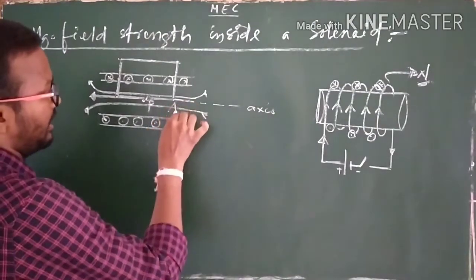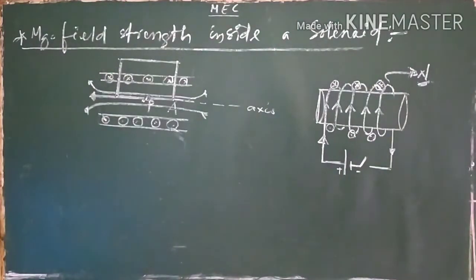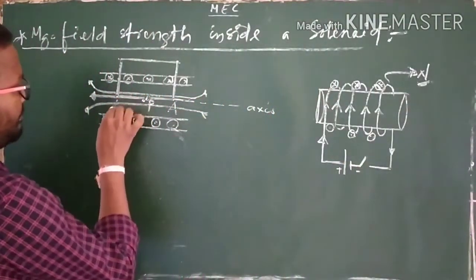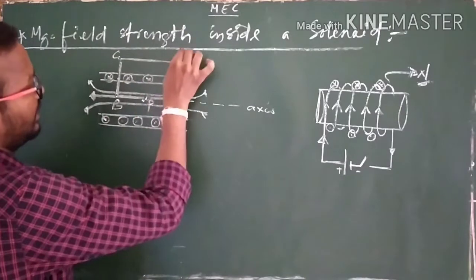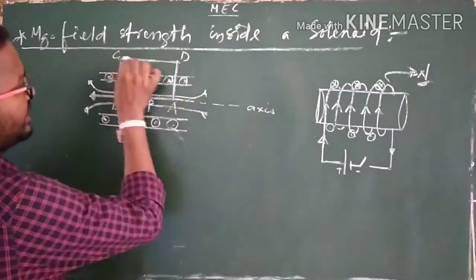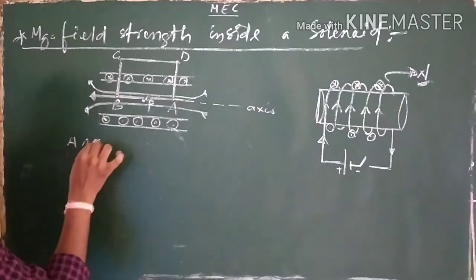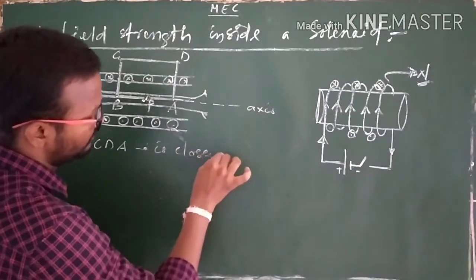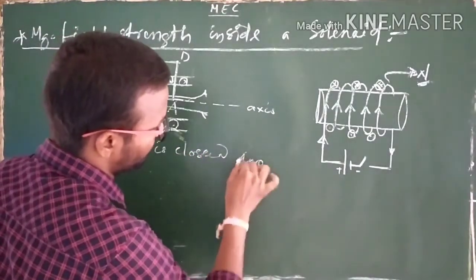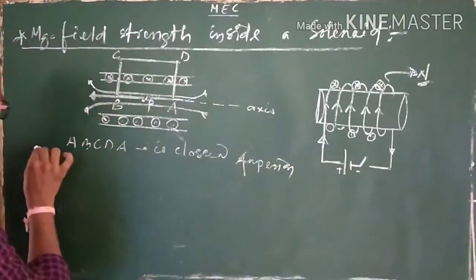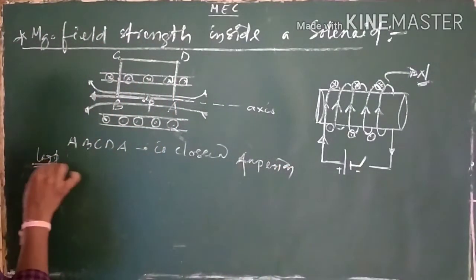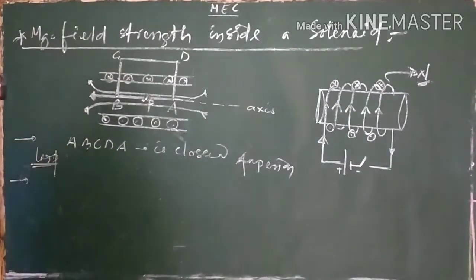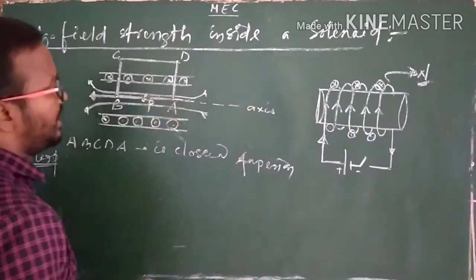Suppose this point is A, this point B, this point C, and this point D. That is A, B, C, D, A. This is a closed rectangular Amperian loop. Clear? And we have to find the magnetic field strength at point P.